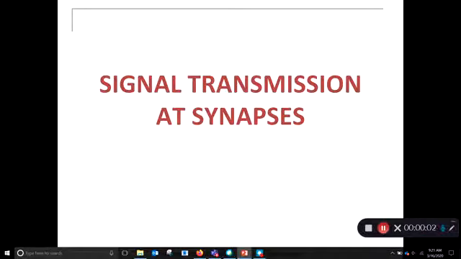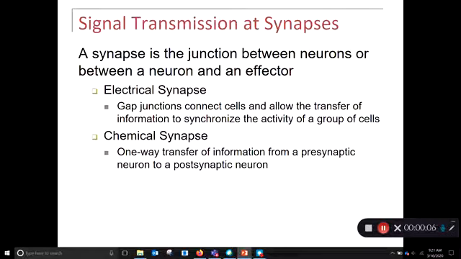Finally, the last video, the signal transmission at synapses. Yay! So we got a couple of different types of synapses going on here. We got an electrical synapse, which is kind of nice. It's pretty much just the neuron attaching directly to the next neuron and sending those sodium signals or calcium signals straight on through, and it's really quick. It's wonderful. It's through a gap junction.